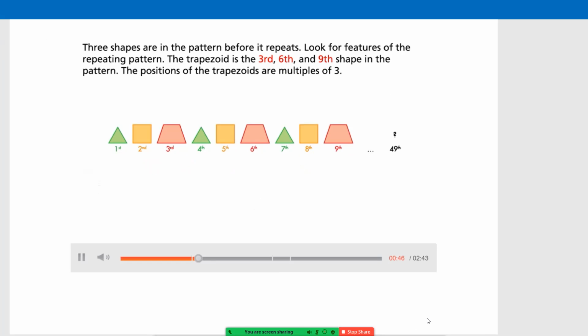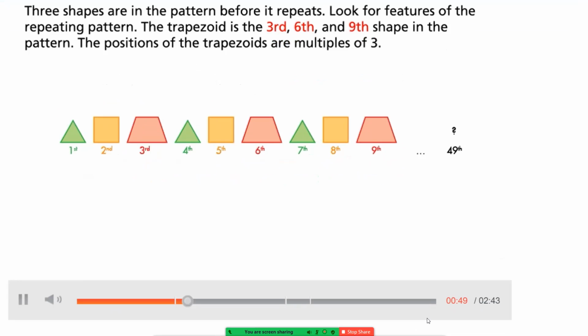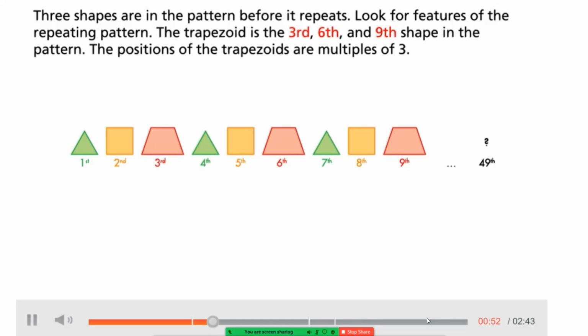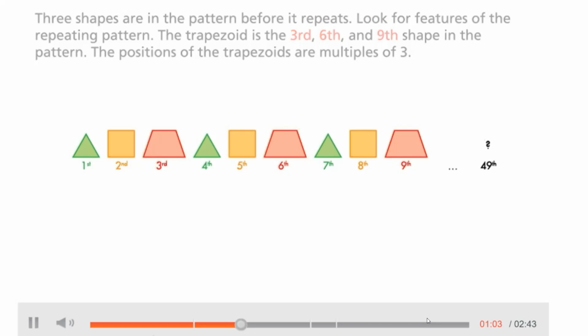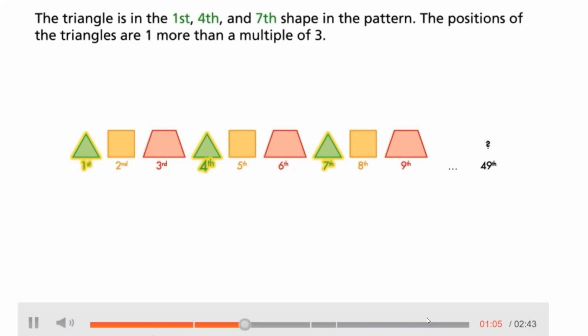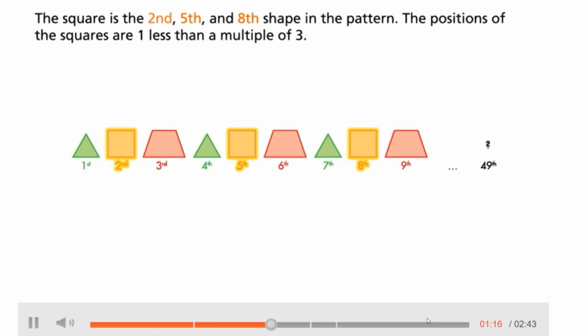3 shapes are in the pattern before it repeats. Look for features of the repeating pattern. The trapezoid is the third, sixth, and ninth shape in the pattern. The positions of the trapezoids are multiples of 3. The triangle is the first, fourth, and seventh shape in the pattern. The positions of the triangles are one more than a multiple of 3. The square is the second, fifth, and eighth shape in the pattern. The positions of the squares are one less than a multiple of 3.